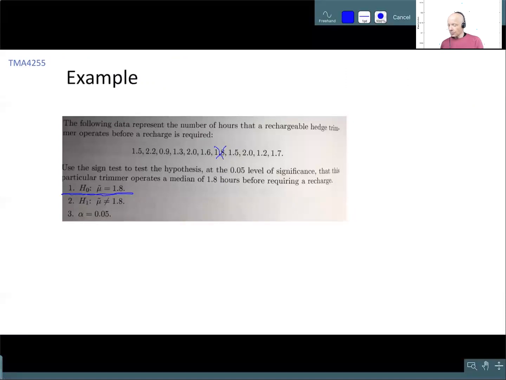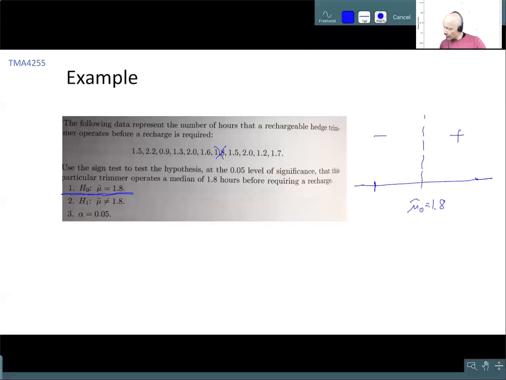And then we will count where we have values that are below, and where we have samples that are above. So we can sketch this on a line. Here is mu tilde 0, which is 1.8. And then we look at, are we on the plus side or are we on the minus side?